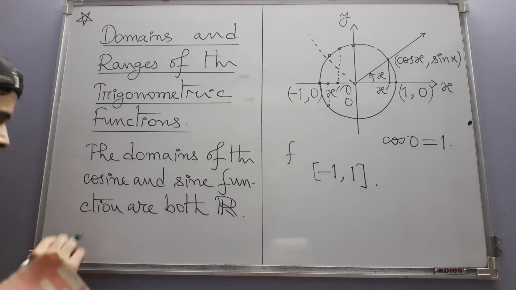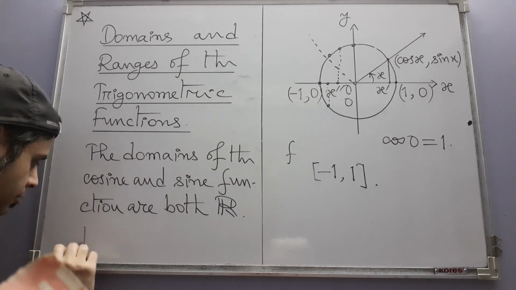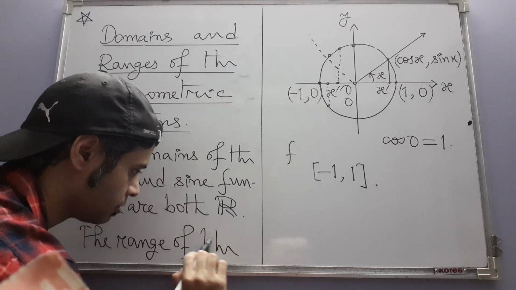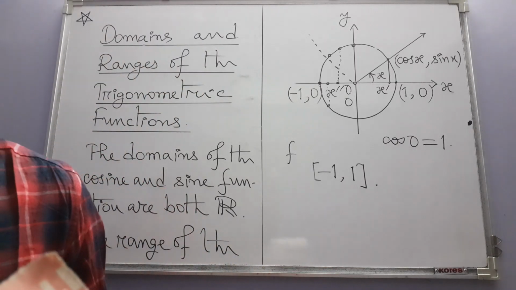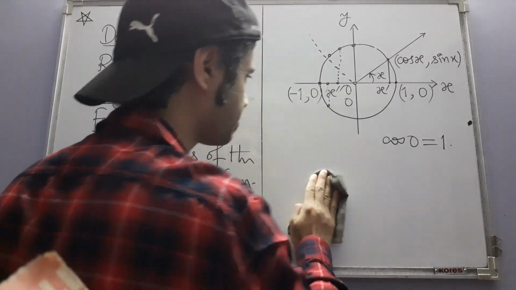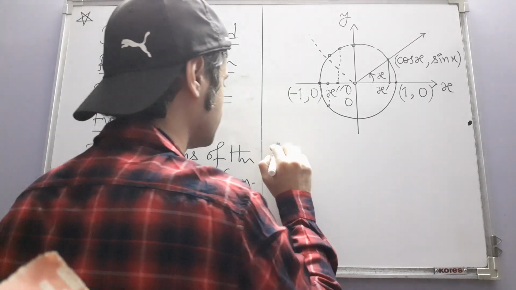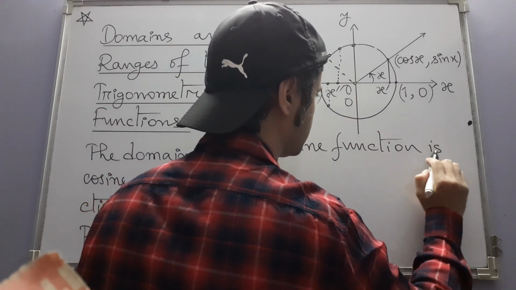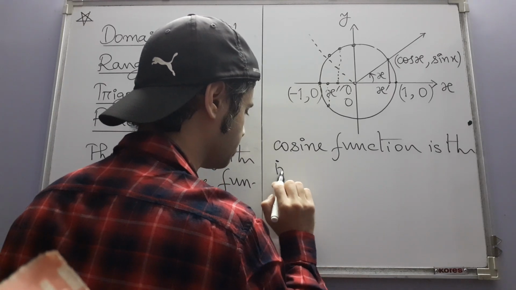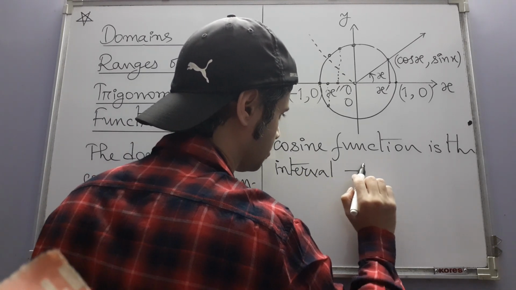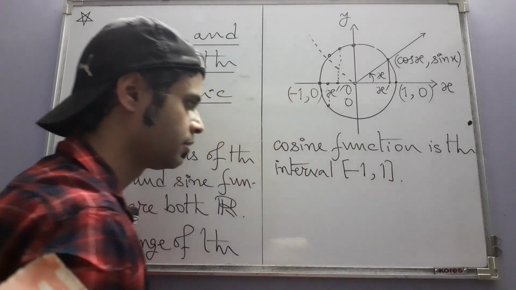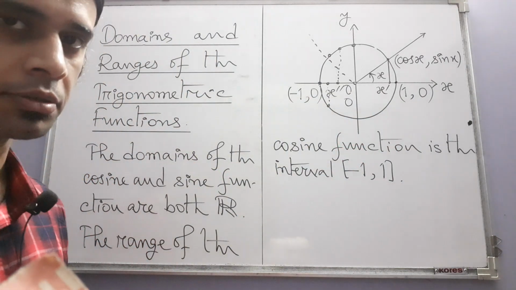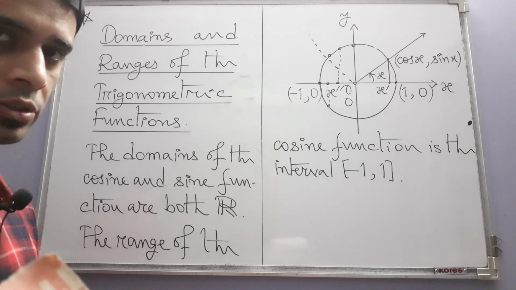Right? So we can write after this analysis the range of the cosine function. Let me write it in words. Is the interval -1, 1. We are taking closed interval because both 1 as well as -1 appear as values for the cosine function. So it's closed interval. The endpoints are also included.